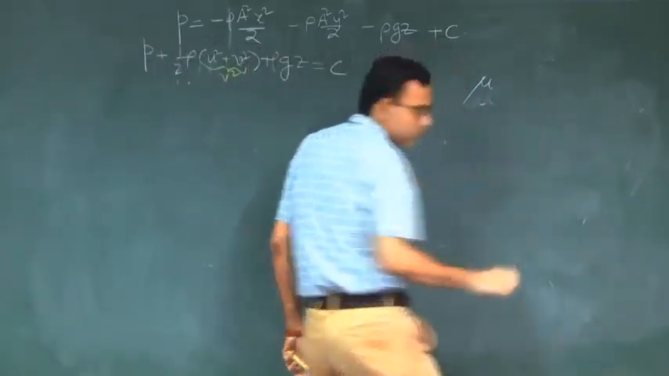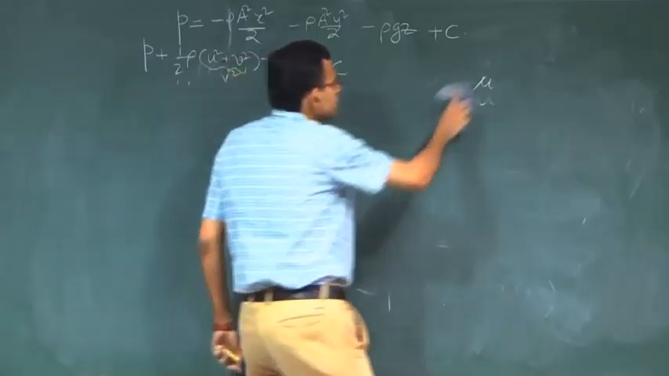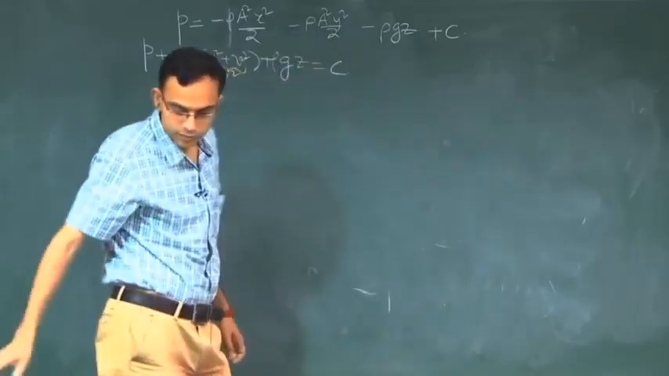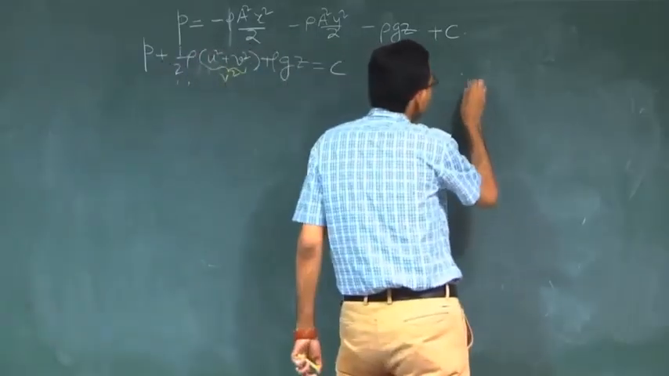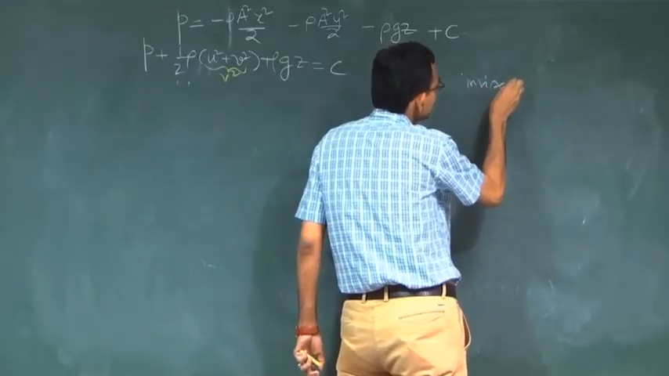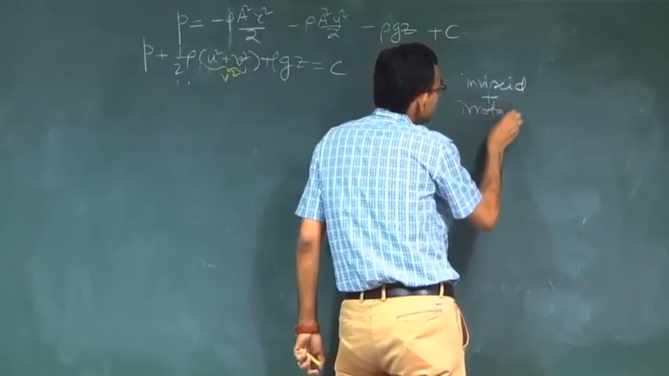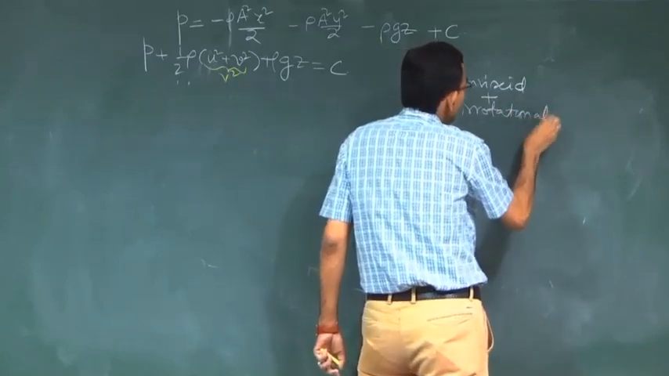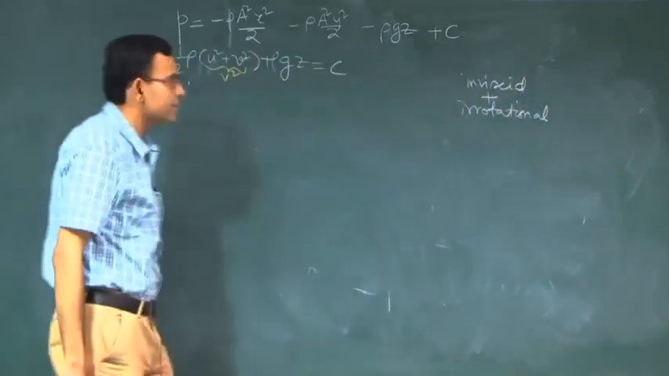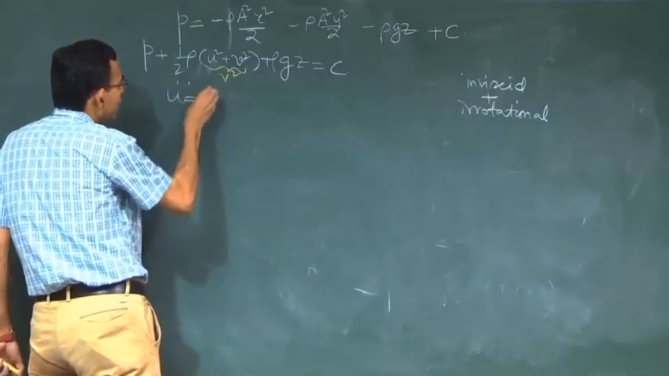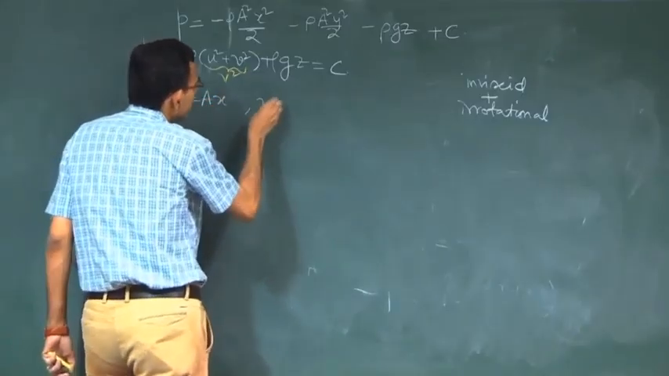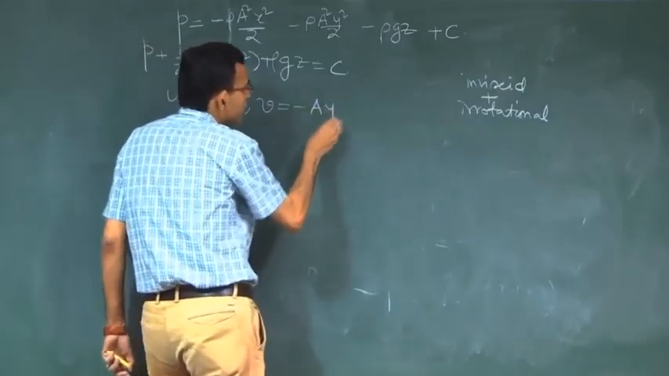Inviscid plus irrotational. Why is it irrotational? Let us calculate the kinematic parameters. So, u is equal to ax, v is equal to minus ay.